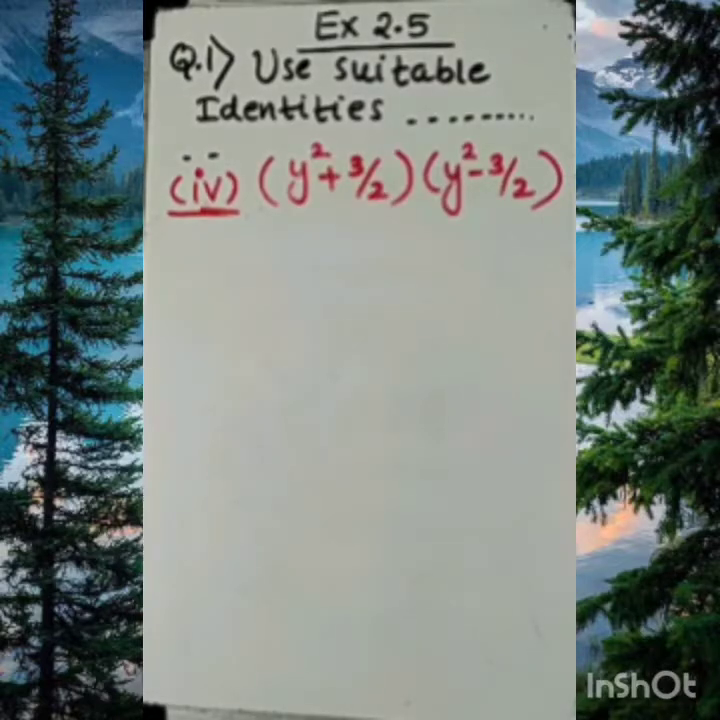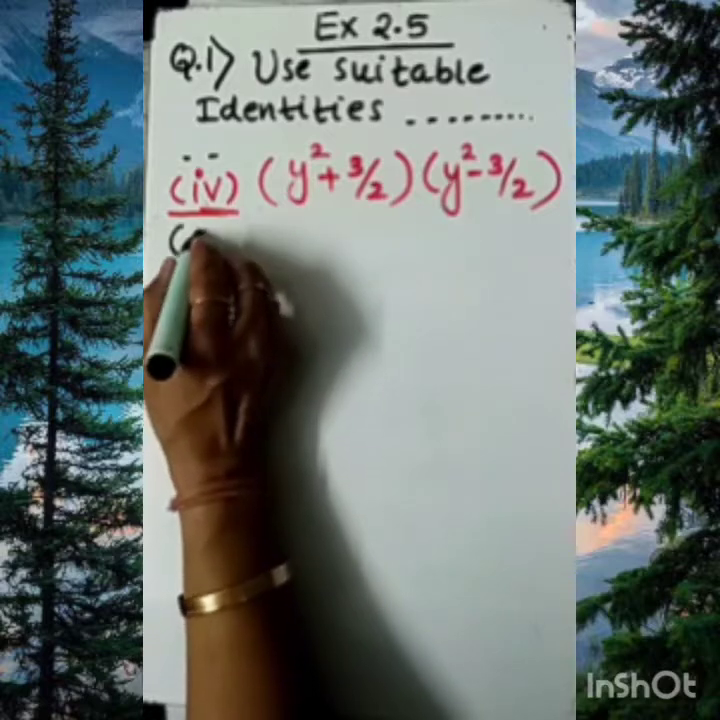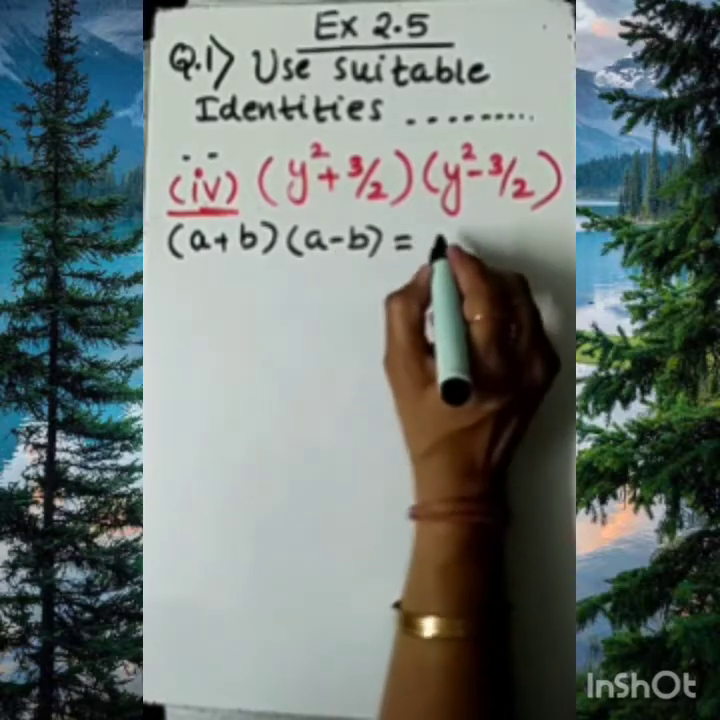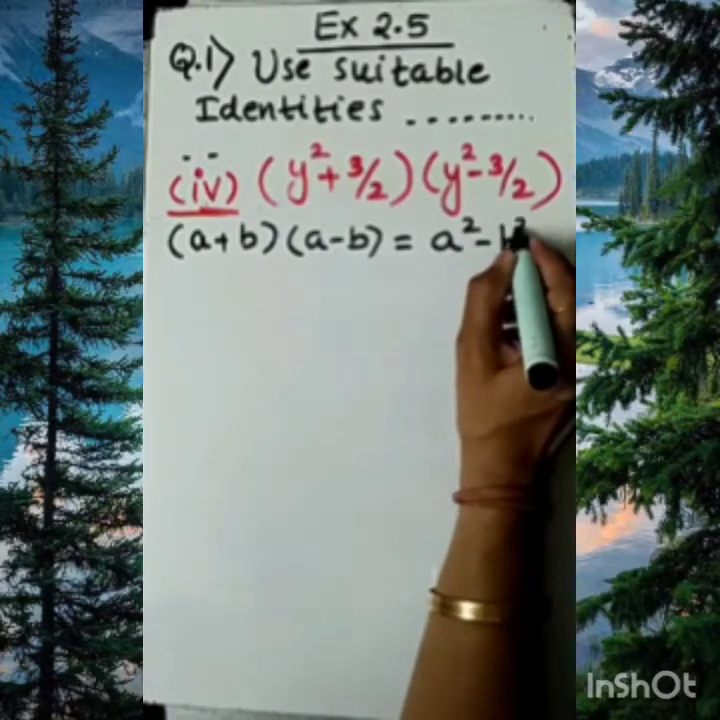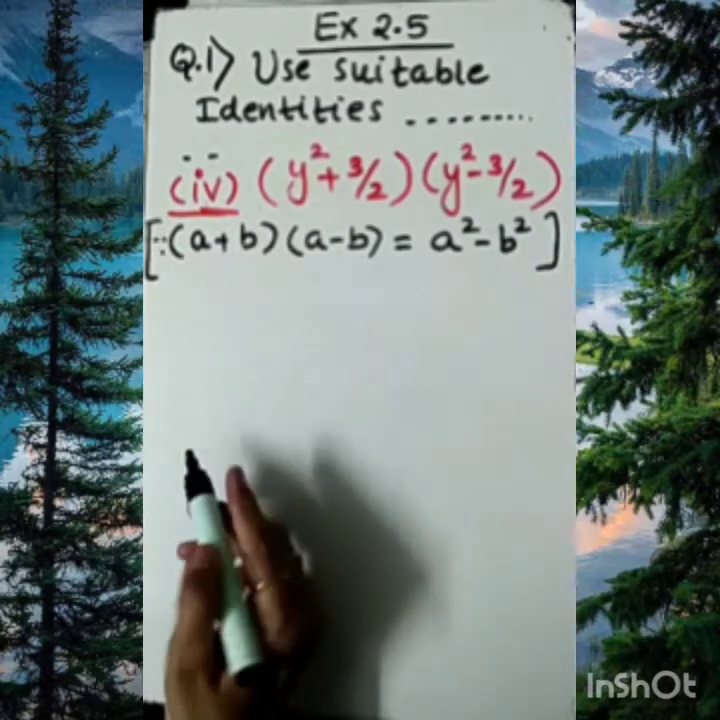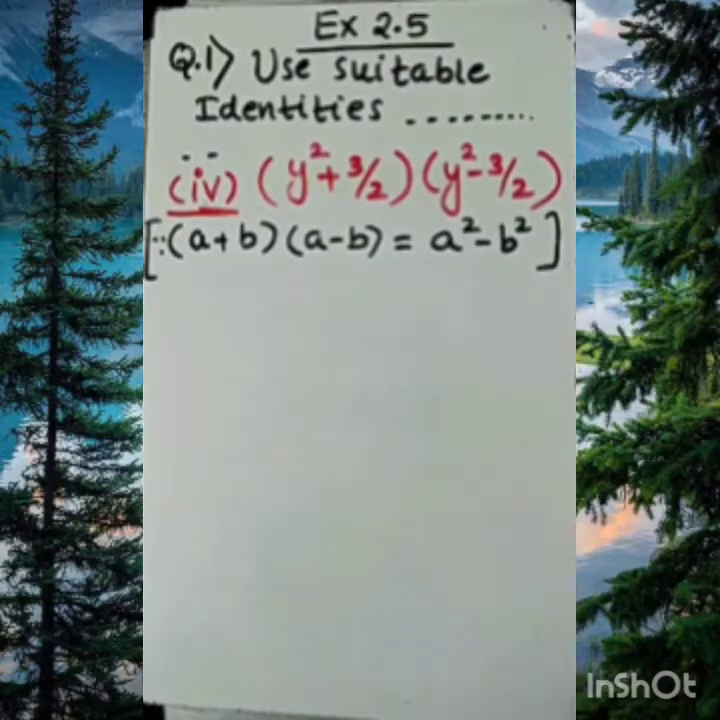So here, dear student, the fourth question in front of you is y square plus 3 by 2, y square minus 3 by 2. Again it is a very easy and very well known identity, that is the third identity. Here we are going to apply it. What is that identity? All of us know very well. a plus b, a minus b is a square minus b square. This is my favorite identity. So here I am mentioning a plus b, a minus b equals a square minus b square.